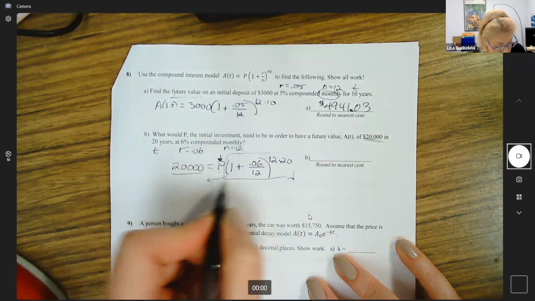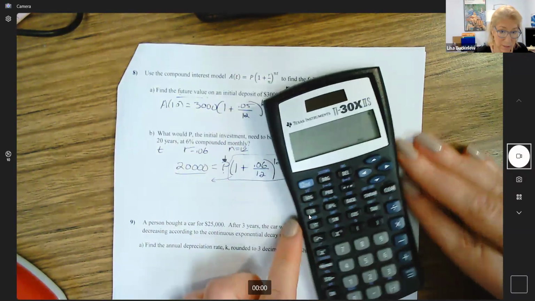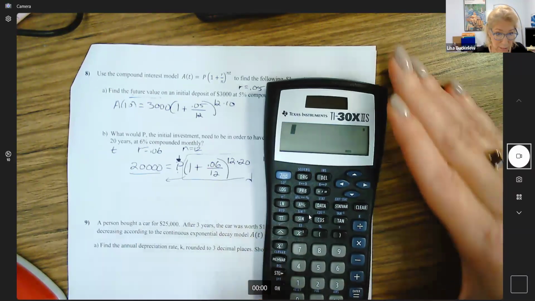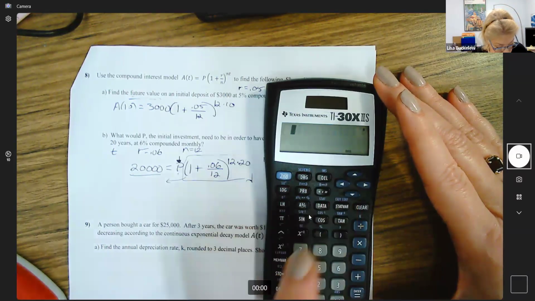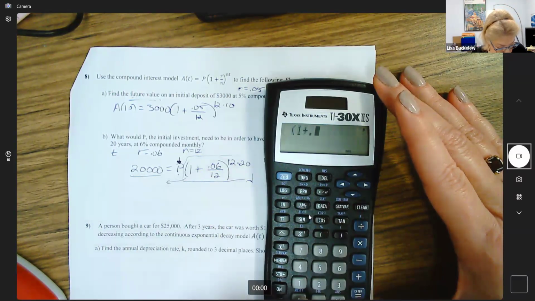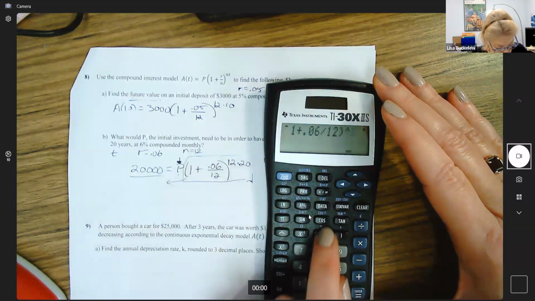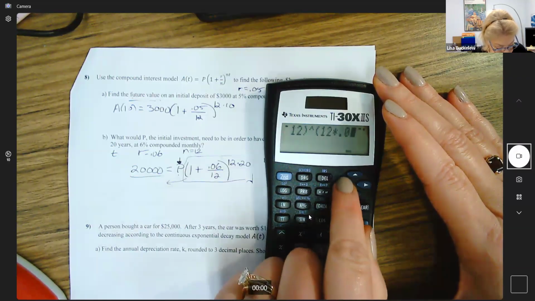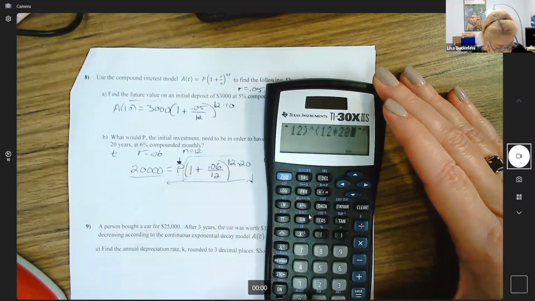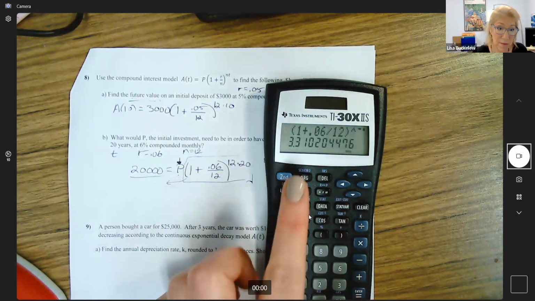I'm going to do this in 2 steps, and I'm going to let the calculator hold on to the answer. Again, we did this in one of our classes, but I don't remember which one, so we're going to do it together. So I'm going to do just this piece. I need to put parentheses around that, sorry. 1 plus 0.06 divided by 12. Raise all of that to the 240, or if I'm going to do them individually, 12 times 20. Close my parentheses. So that part is 3.3102, blah, blah, blah. I'm not going to try to write all that down over here.